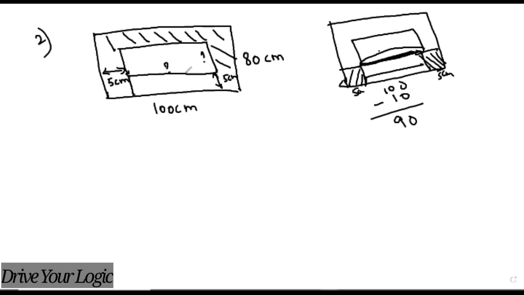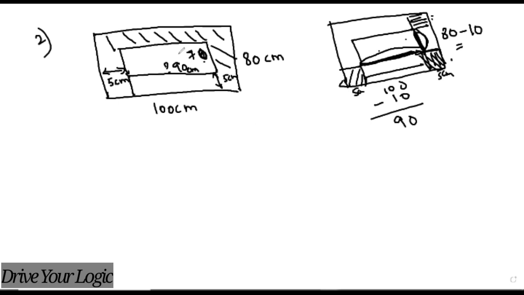So after subtracting 100 minus 10, you are getting the inside, that is 90 centimeter. So we got the length of the inner rectangle. Similarly, 80 minus 10. Why 10? Because from this side it is 5, from this side it is 5. Both sides 5, that is 10. If you subtract 10, won't you get this portion? That is 70.